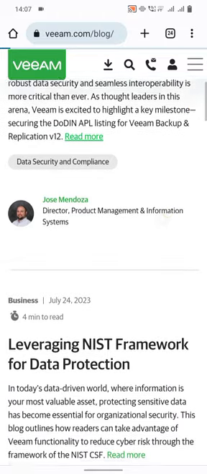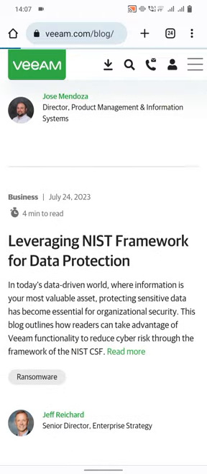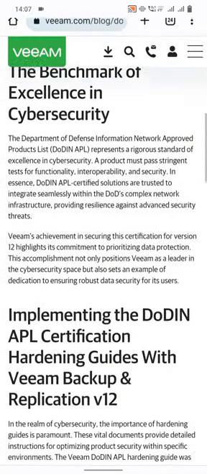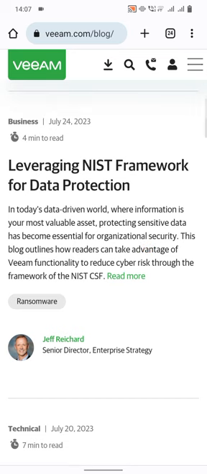So, leveraging the NIST framework for data protection. In today's data-driven world, where information is your most valuable asset, protecting sensitive data has become essential for organizational security. This blog outlines how readers can take advantage of Veeam functionality to reduce cyber risk through the framework of the NIST CSF.